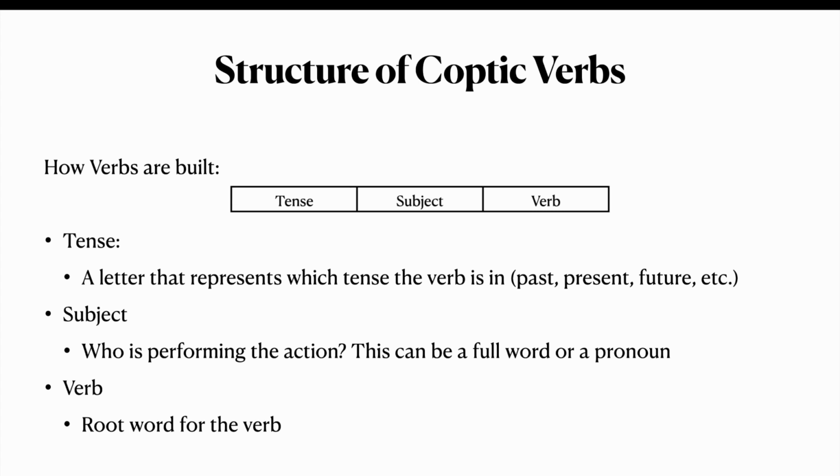Then, second is the subject, right? The subject is between the tense marker and the actual verb, and that's just describing who's performing the action. In Coptic, that can be two different things. It can either take the form of a pronoun, in which case it's all together with the actual verb, or it can take the form of a full word by itself. And so you'd see that the verb goes from being one word to being split up into three parts, with a space between the tense, subject, and the verb. And then finally is the actual verb itself, which is just going to be a root word for the verb.